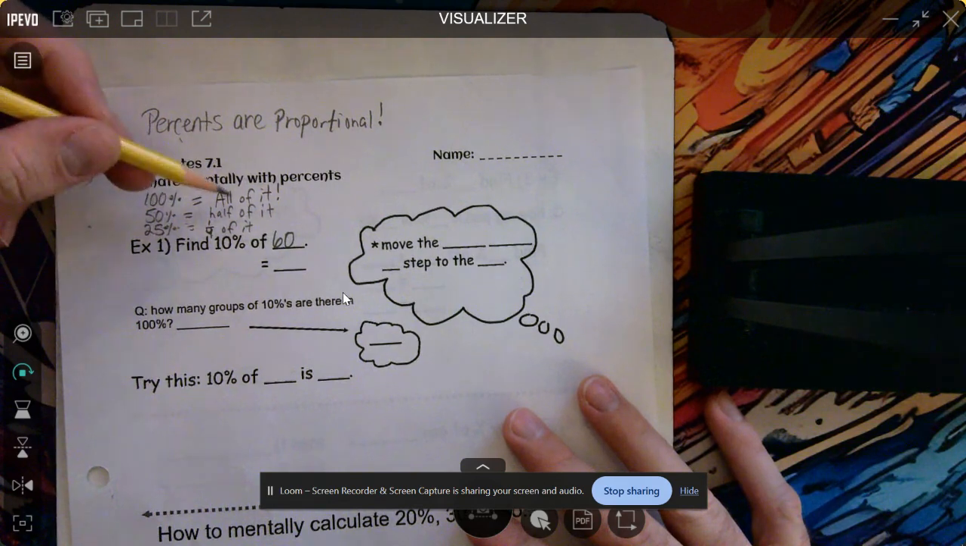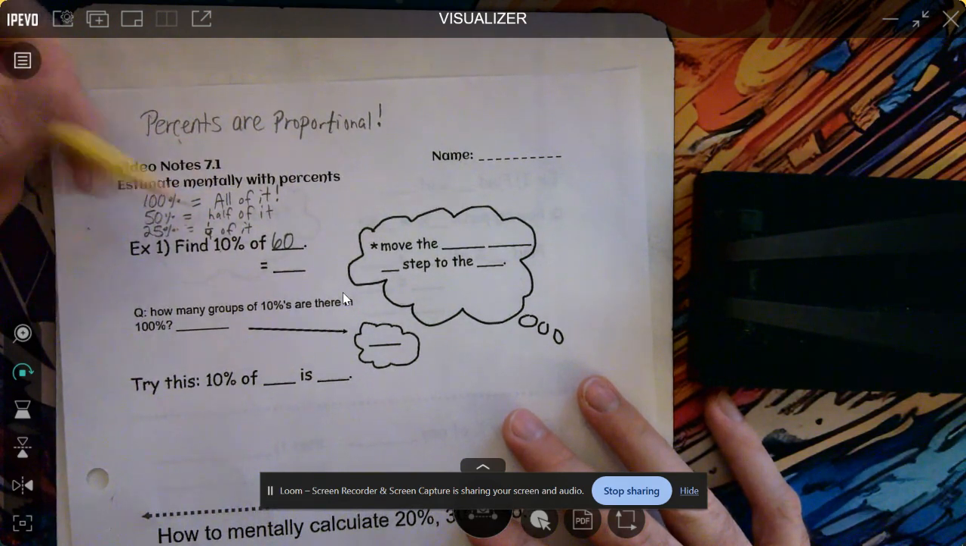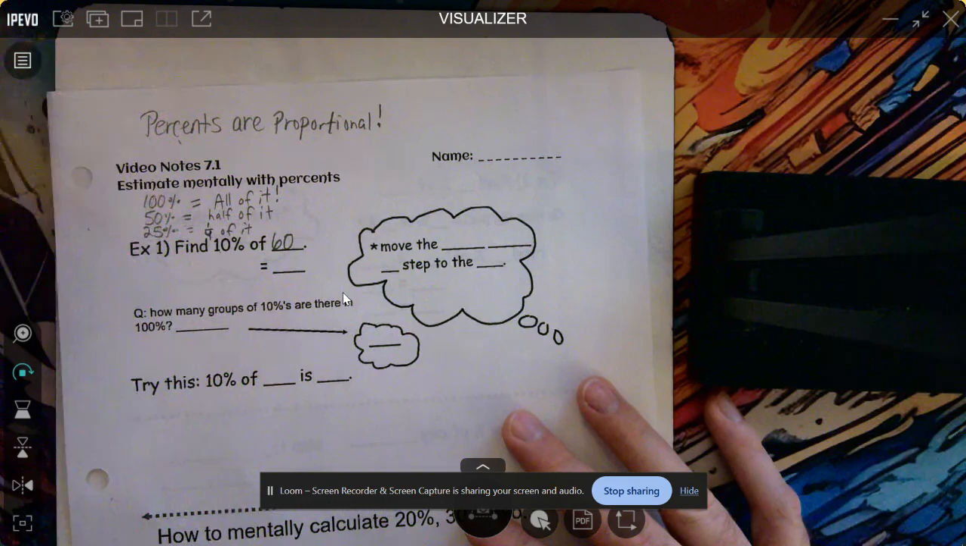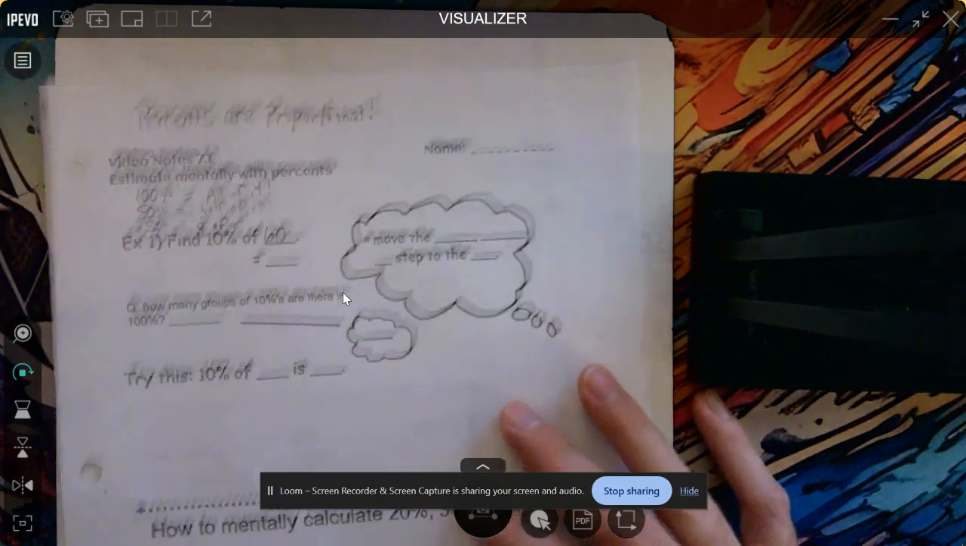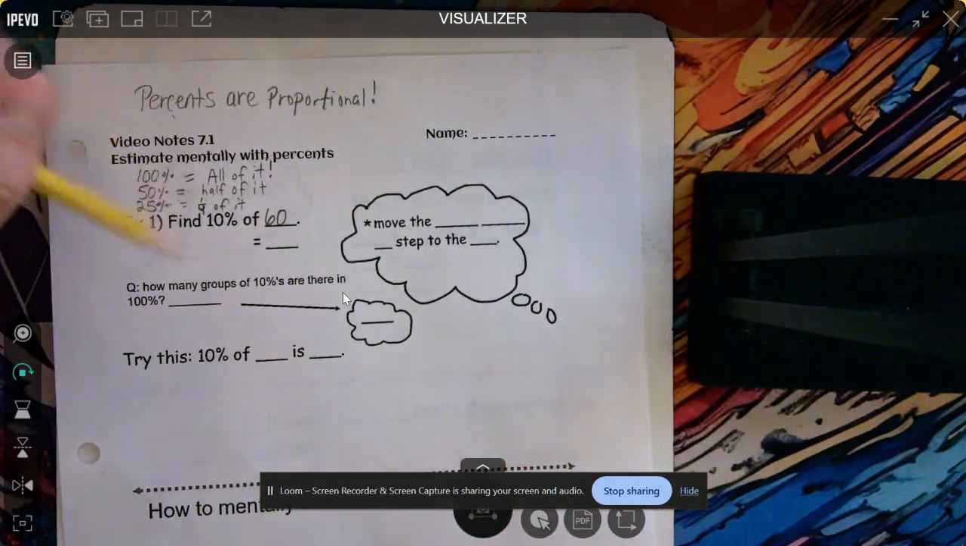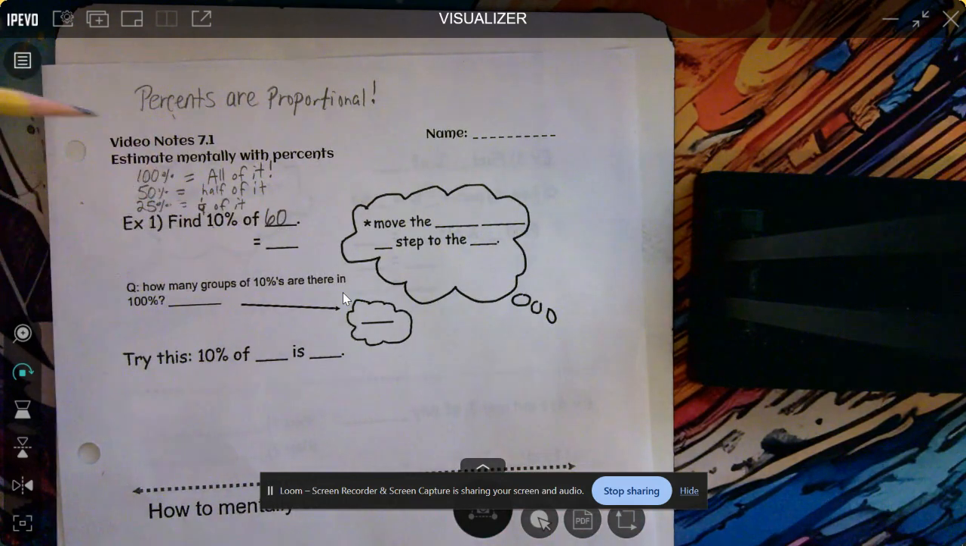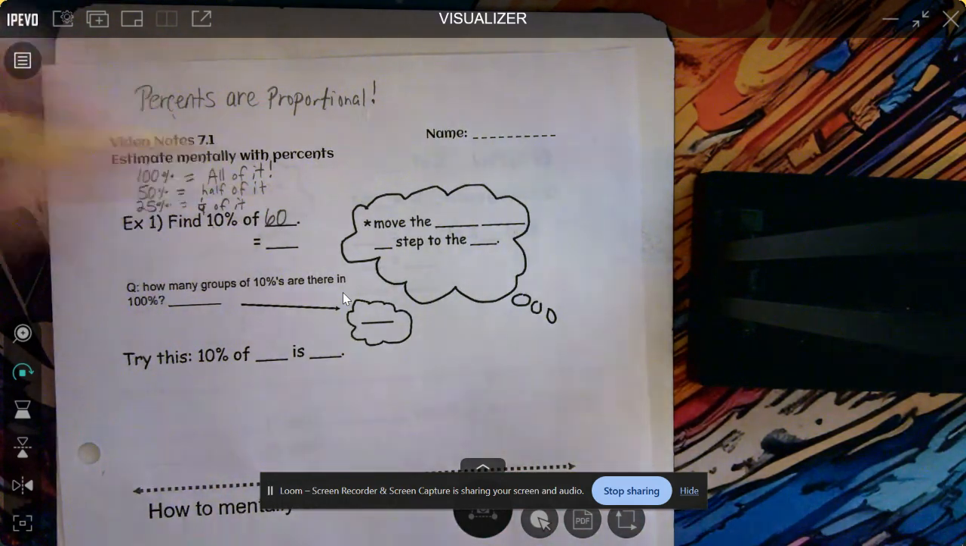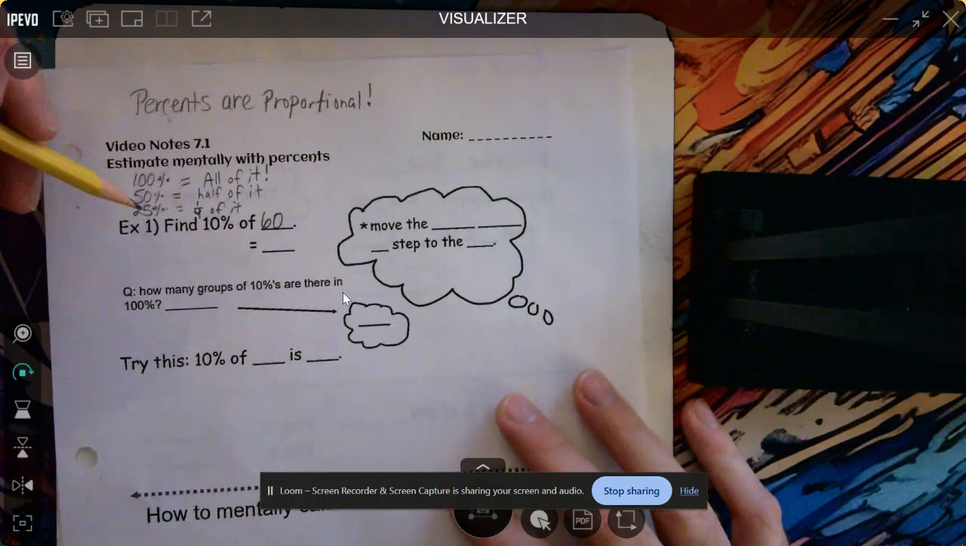100% equals all of a number. 50% is a half of it, and 25% is a fourth of it. So those are some important percents to think about. Now we're going to look at finding 10% of the number 60. Okay, so how we can do that is actually a lot easier than what you think.